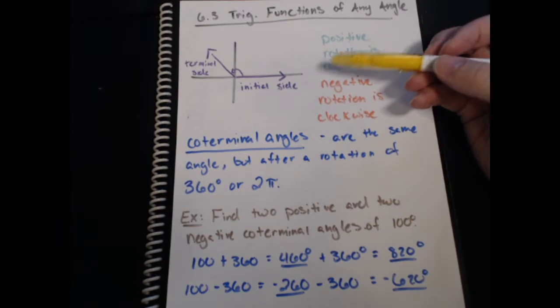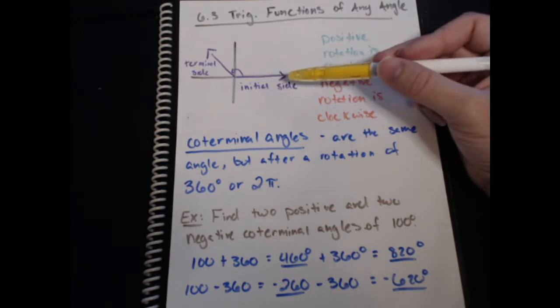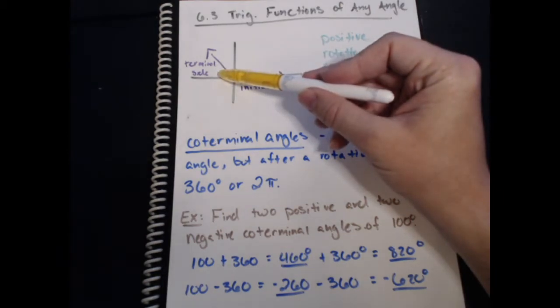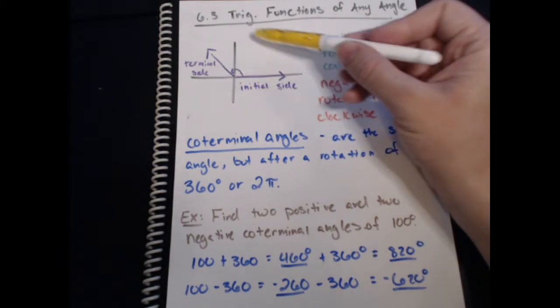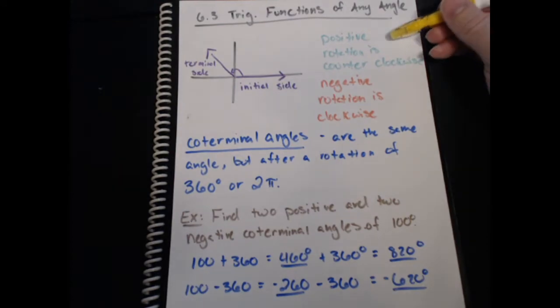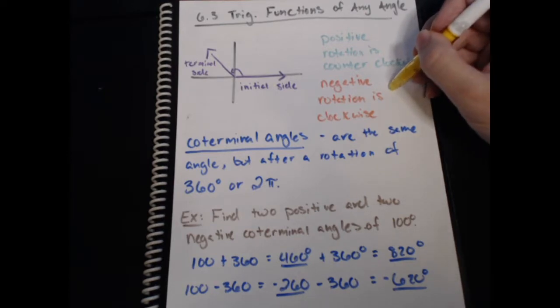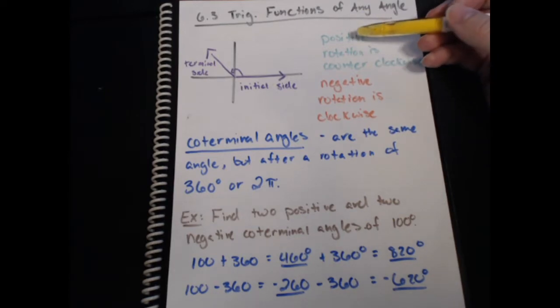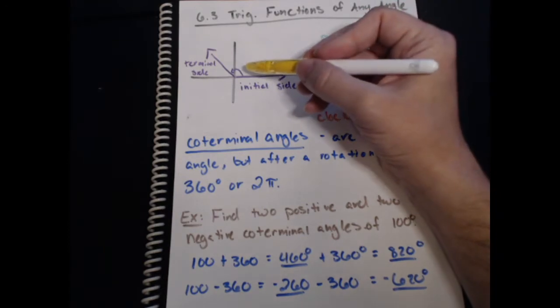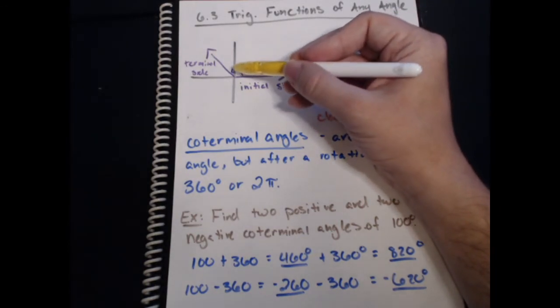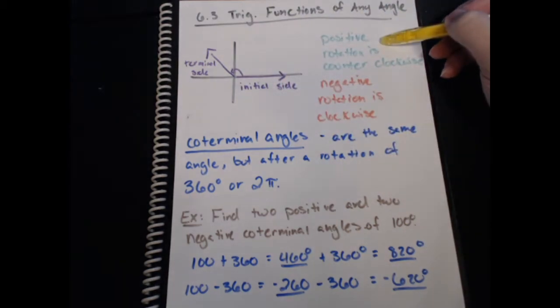On a coordinate plane, when you write out an angle, you have an initial side and a terminal side that it's going to. You start here, terminal means the end. We want to remember that a positive rotation is counterclockwise, a negative rotation is clockwise. So if you're looking at trig functions of any angle, a lot of the time they'll draw a little angle in the direction that they're moving. Since this is moving counterclockwise, it's a positive rotation.